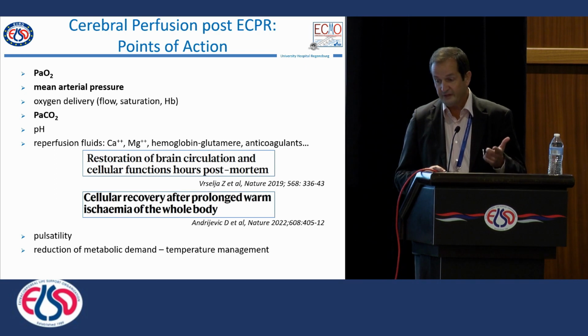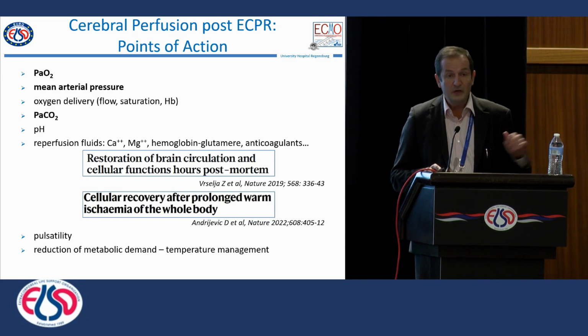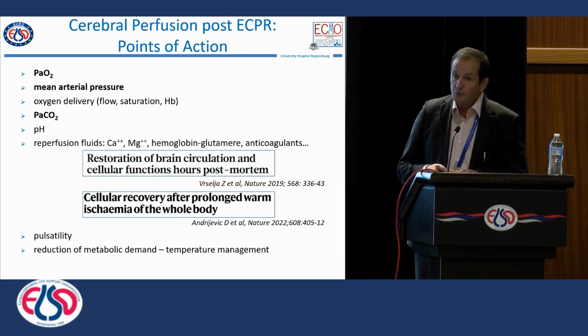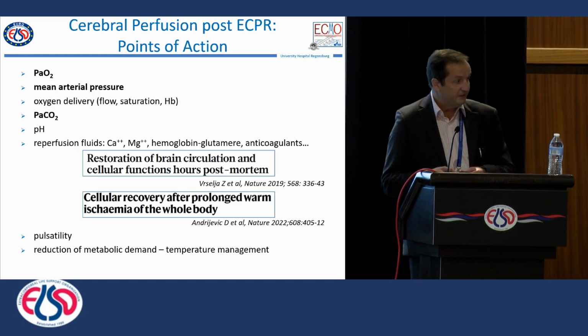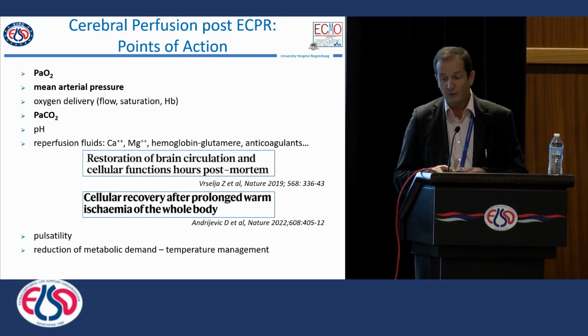This is, of course, saturation and hemoglobin. I'm not going to talk about hemoglobin, but there is some data that higher hemoglobin will have a better neurological outcome. And I will talk a little bit towards the end about PaCO2. We have already heard in the first lecture that CO2 is so important. Of course, pH plays a role.